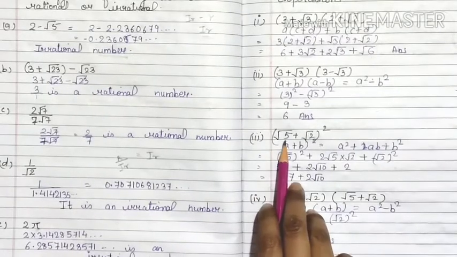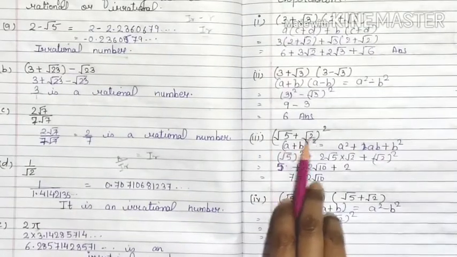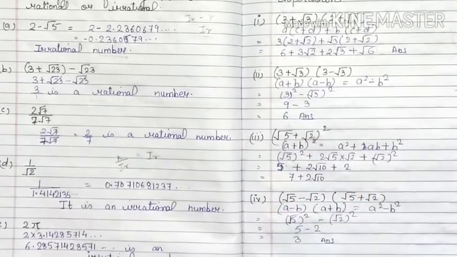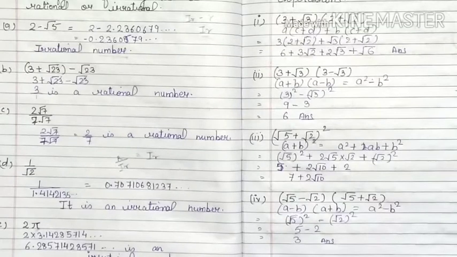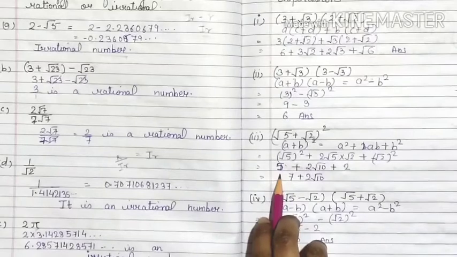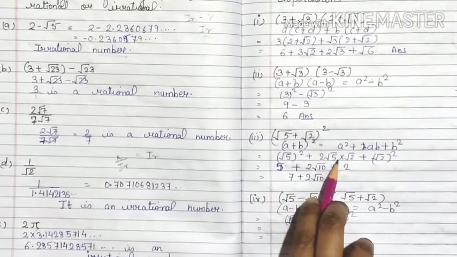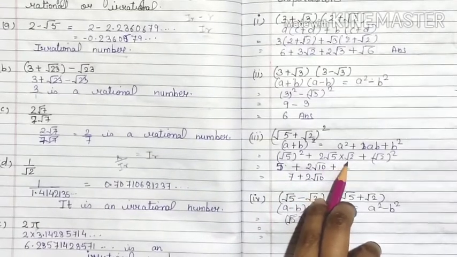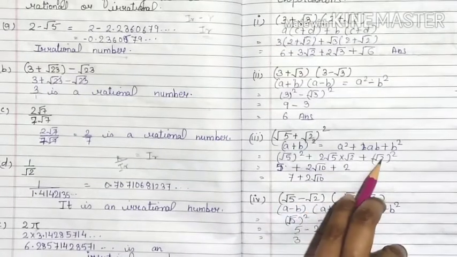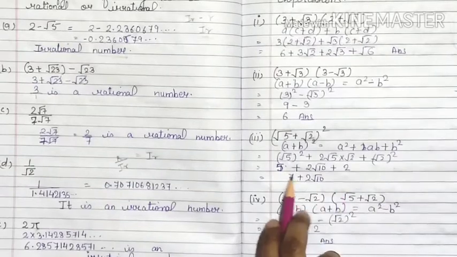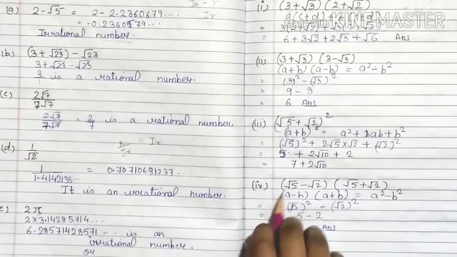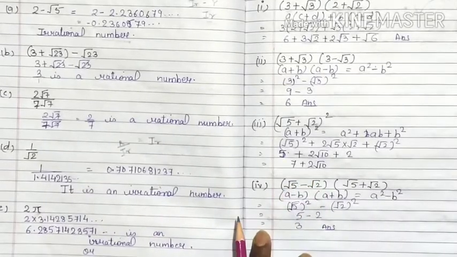3. Root 5 plus root 2 whole square. So, a plus b whole square is a square plus 2ab plus b square. So, when we solve, root 5 square will be 5. 2 root 5 into root 2, then 2 root 10. And root 2 square equals 2. 5 plus 2 is 7. Then the answer is 7 plus 2 root 10.